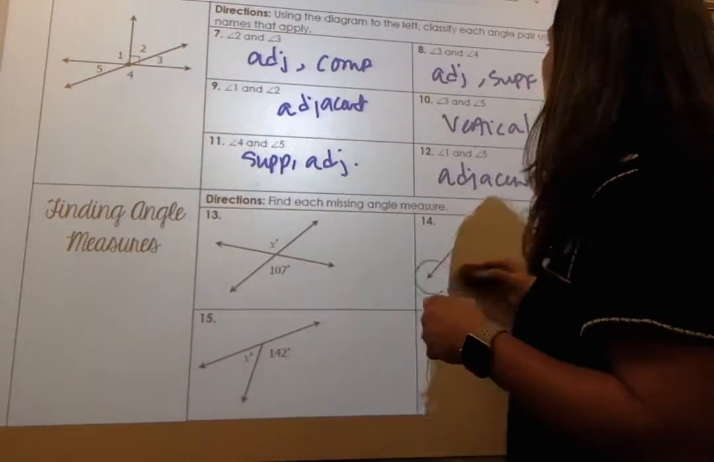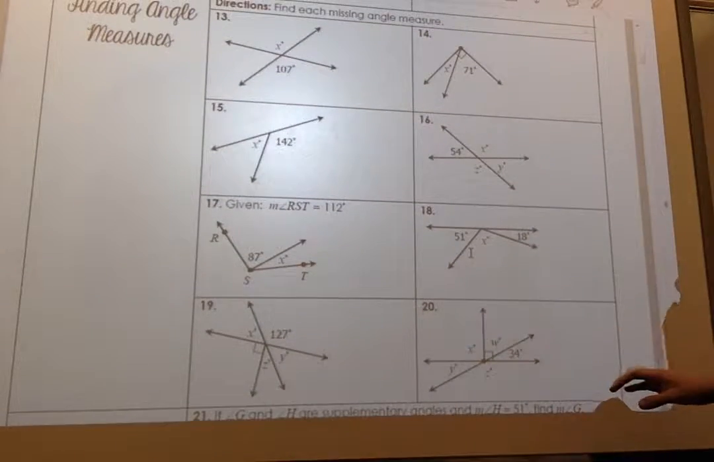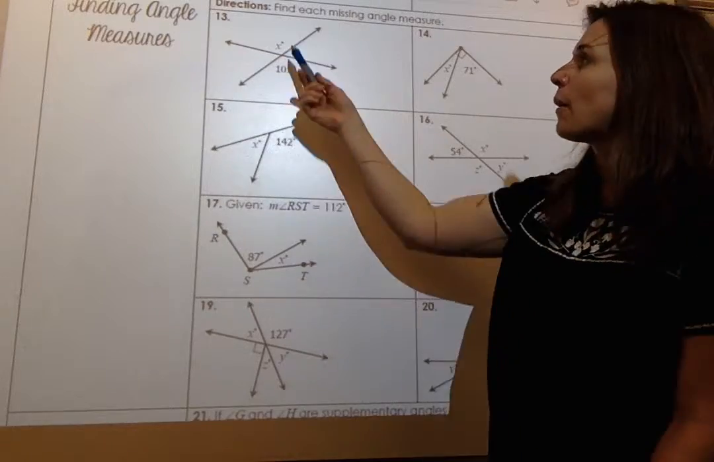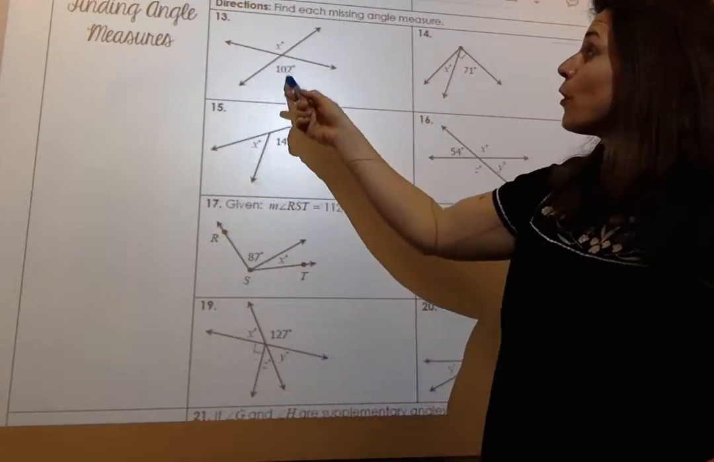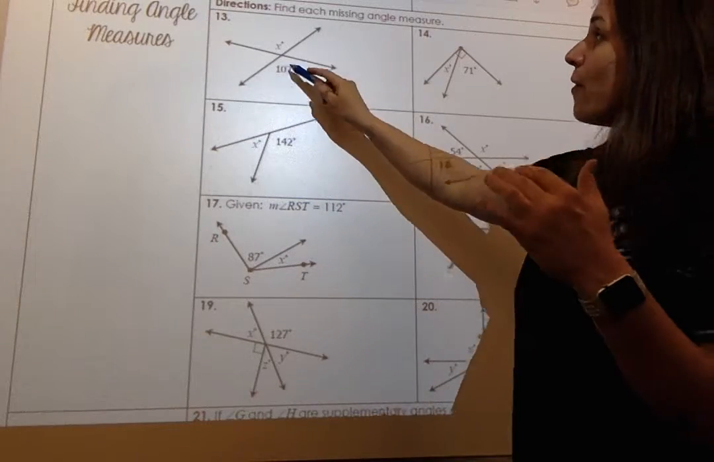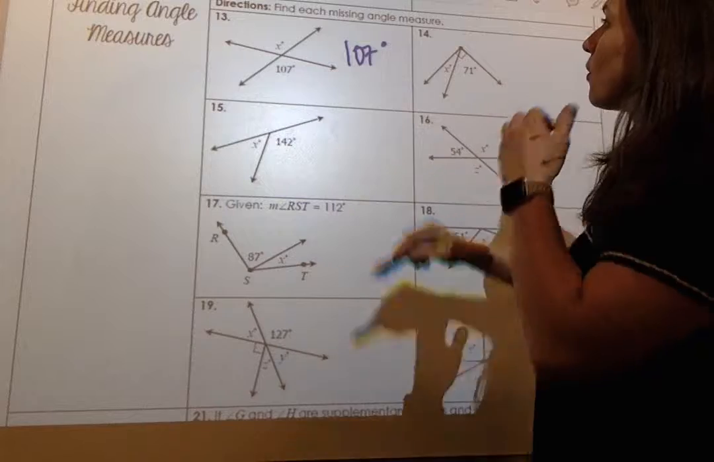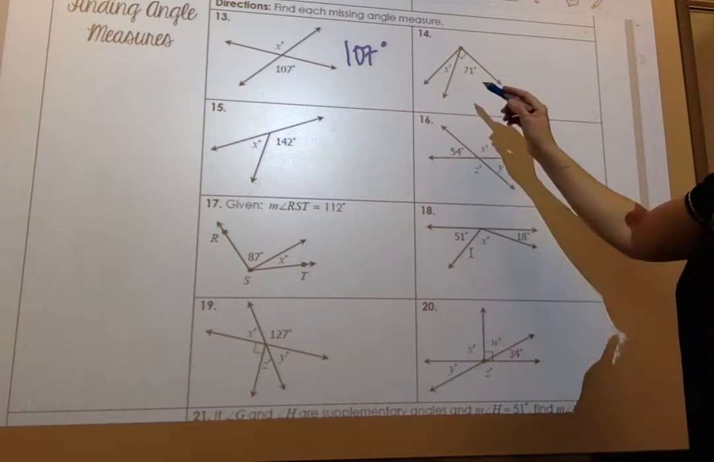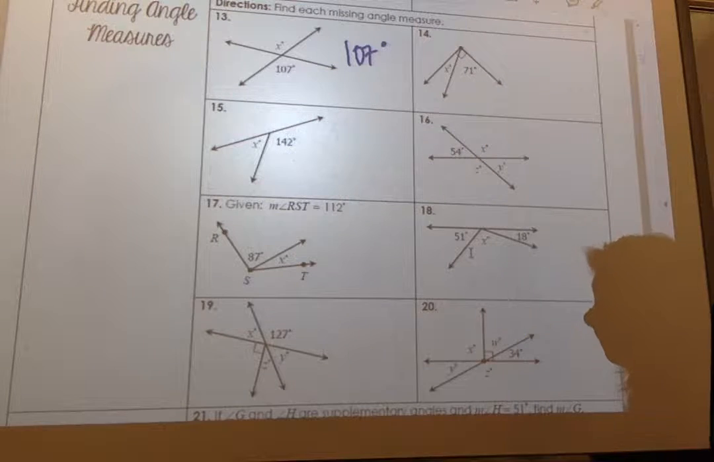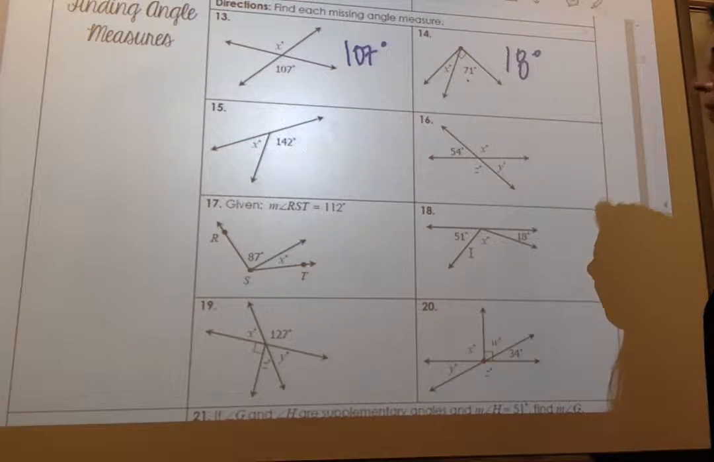All right, let's look at finding the angle measurements. Okay, so if I'm looking for x, the first thing I need to do is identify what kind of angles these are. These are vertical angles, and I know vertical angles are congruent. So if this angle is 107, angle x is 107 degrees. Number 14, these are right angles, so they add up to 90 degrees. So x has to be 18 degrees.